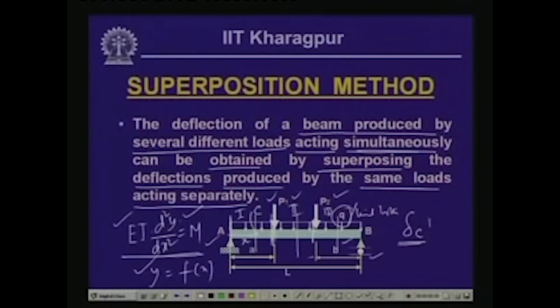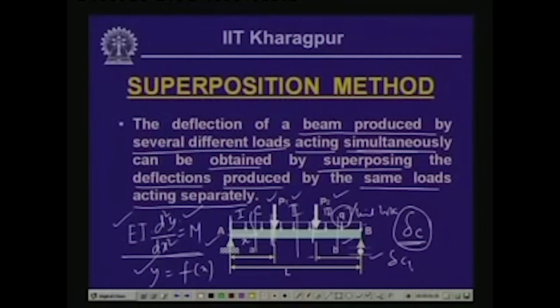Also, we can compute the value of delta C by taking these loads acting individually. Instead of the two concentrated loads and the uniformly distributed load acting simultaneously, let us say that only the uniformly distributed load is acting. We have seen how to compute the expression for the elastic curve in that case. In that expression, if we substitute the value of x, we get the deflection at point C for the uniformly distributed load. Let us call that delta C1.